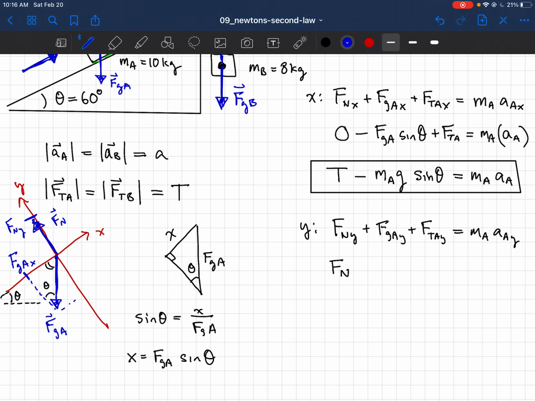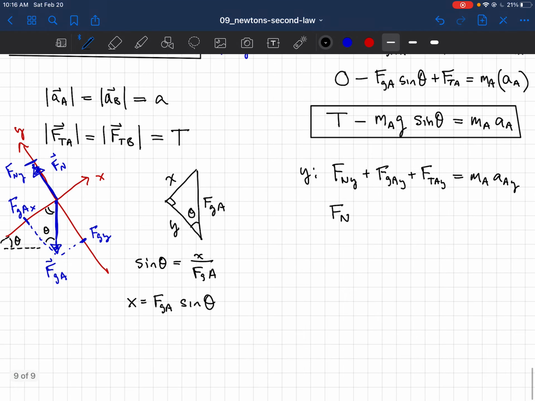F_GAy, well, that's going to be this number here, this tick mark, F_GAy. That's going to be a negative number, and we can find it from our triangle. So looking for the side y, we have cosine of theta is equal to y over F_GA, and therefore y is equal to F_GA cosine of theta, and therefore we plug in, reminding ourselves to go back to look at the actual component, the tick mark, which is negative. We write minus F_GA cosine theta.